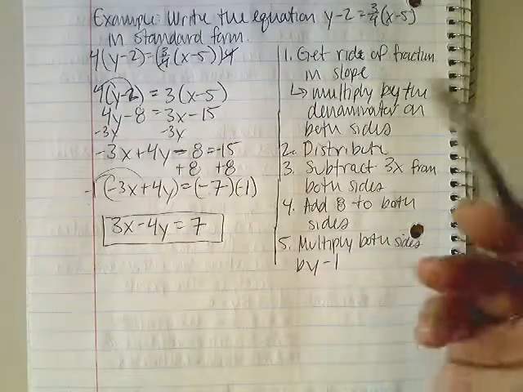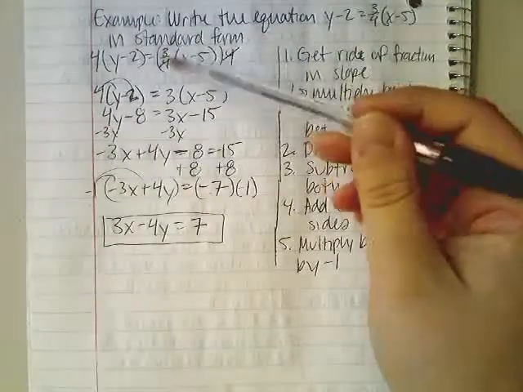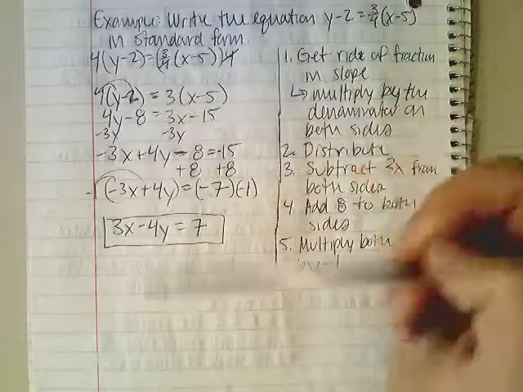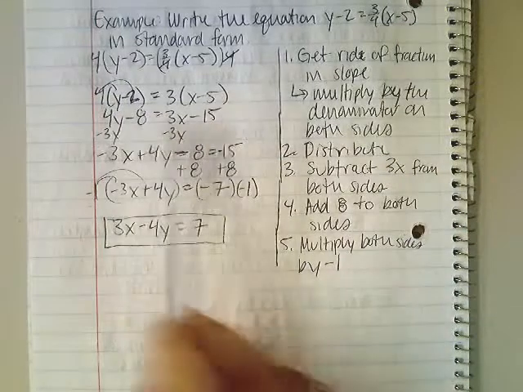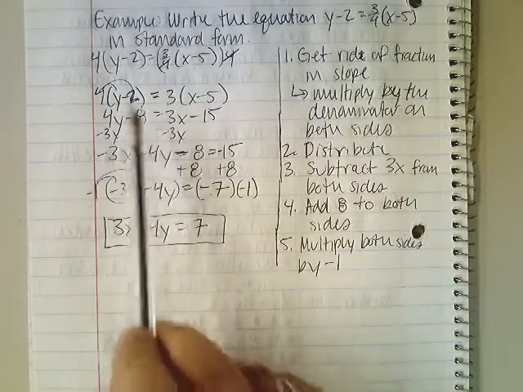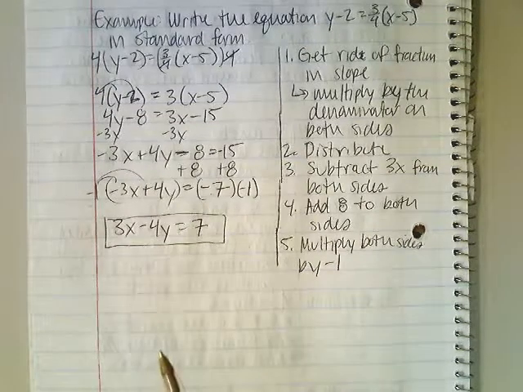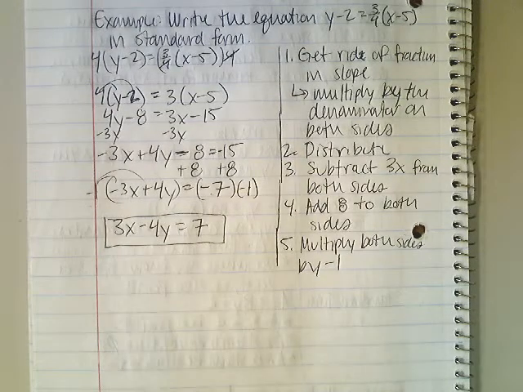So the main key is to first get rid of the denominator in your fraction by multiplying both sides by the denominator. So I multiplied by 4. Then I distribute and move the variables to one side and the constant to the other, and then simplify my equation, multiply by negative 1 if necessary.